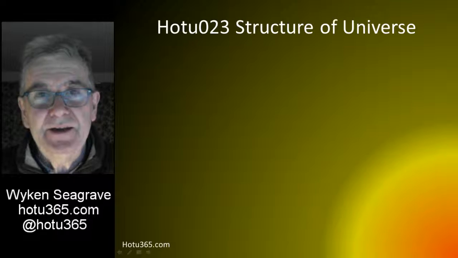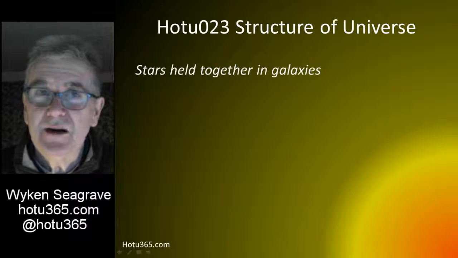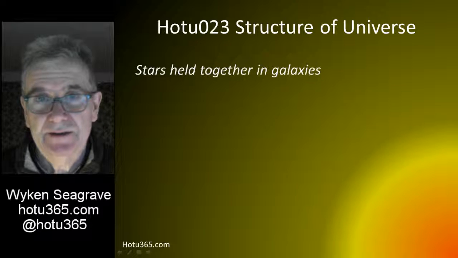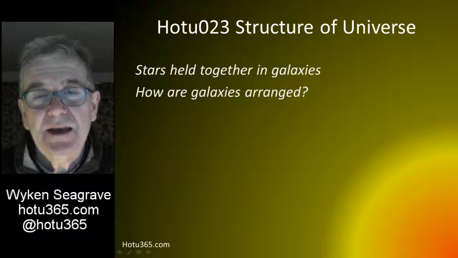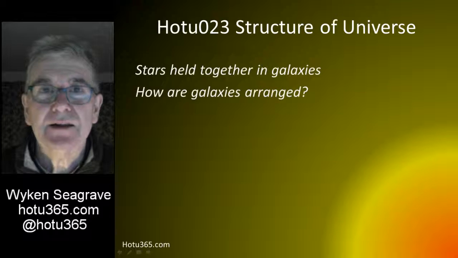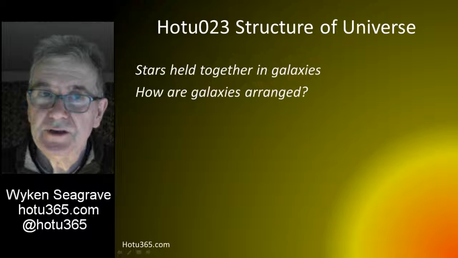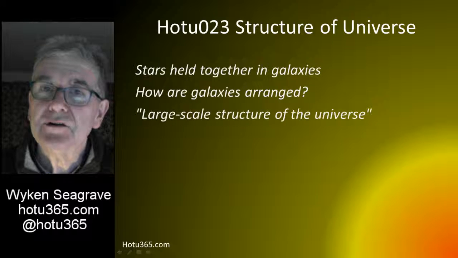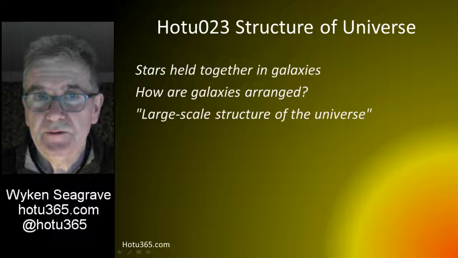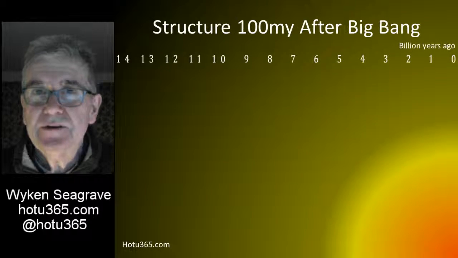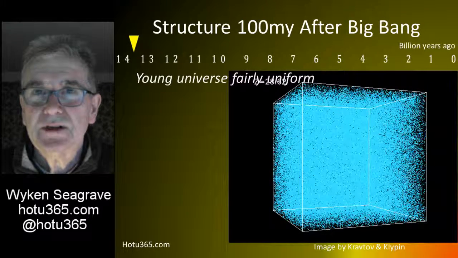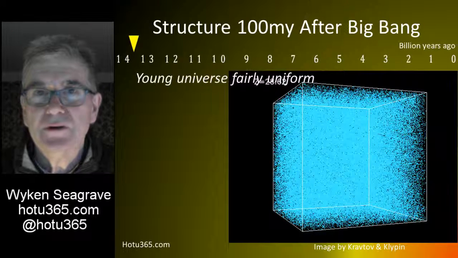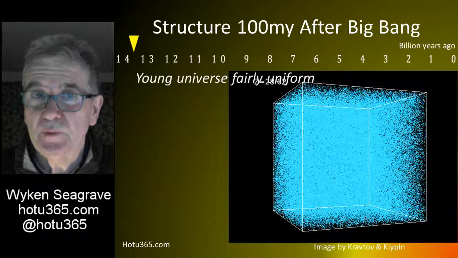We've already seen that stars are held together in groups called galaxies. Today we're going to look at how galaxies are arranged in space. This is called the large-scale structure of the universe. First of all, let's look at a computer-generated simulation of what the young universe probably looked like.